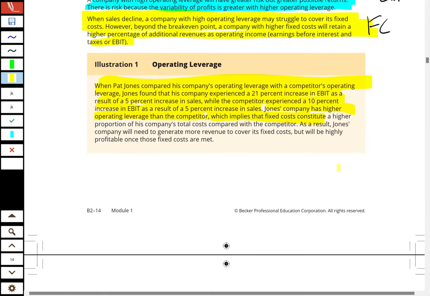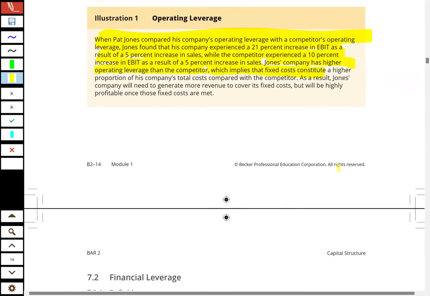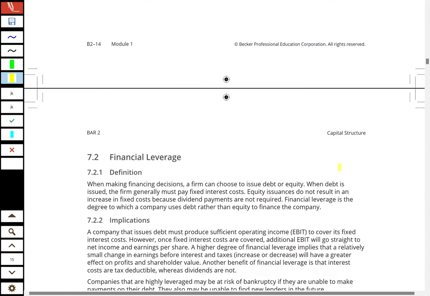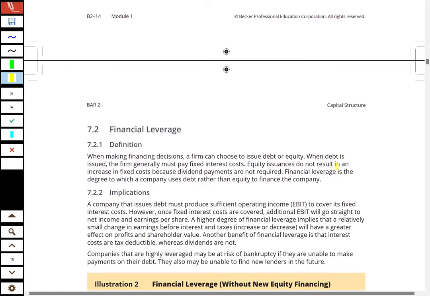Okay, good. Now we come over to the other leverage that we spoke about in the beginning of the leverage discussion, which is financial leverage. It's the degree to which the company uses debt rather than equity to finance the company. Now, when we say debt, we mean fixed interest debt, okay? Fixed interest debt. So think about this.